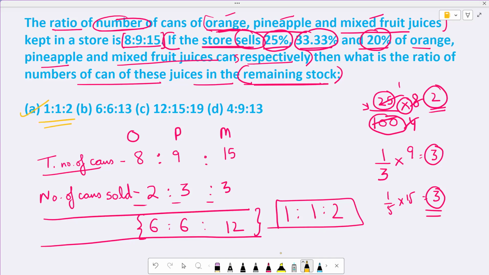Now here also we can write specifically the number of cans that are remaining, right? So this will be the answer for this particular question. I hope you guys understood. Let's move on to the next question.